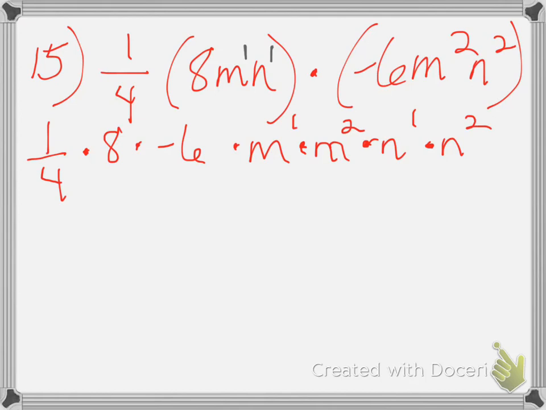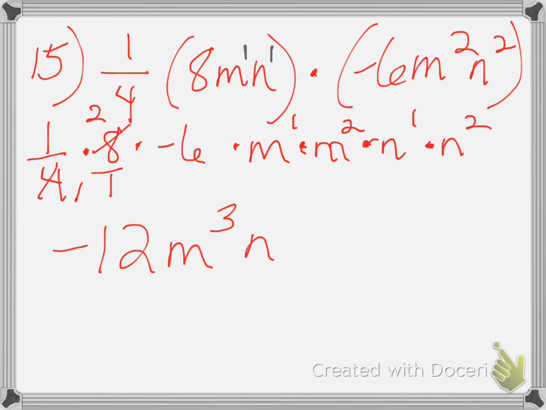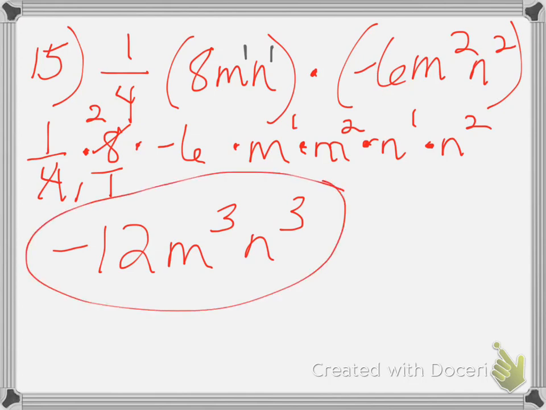Okay, so what is 1/4 times 8? You're going to cross cancel and you're going to get 2. Now we have to multiply 2 times -6, and what do we get? -12. All right. Now what is my count on the M's? 3. Okay. And N? 3. Okay. So see, fractions not that bad.